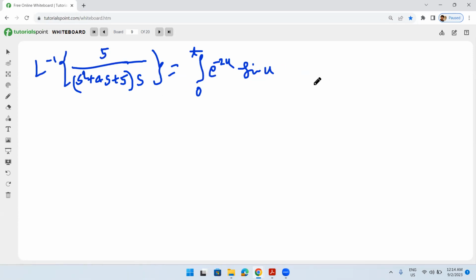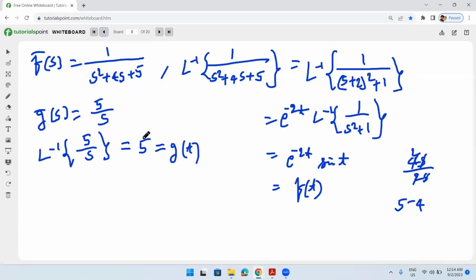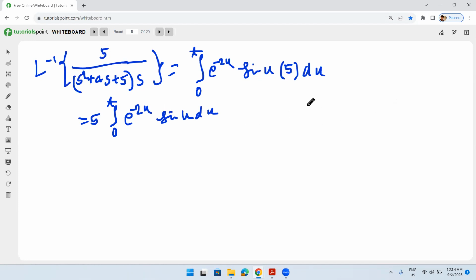And f of u, g of t minus u. What is g of t minus u? Nothing but 5. So that's why I take g of t as simple as possible. So we get g of t minus u is nothing but 5. Multiply by 5 du. So here 5 I am taking outside. Integral 0 to t e power minus 2u sine u du.